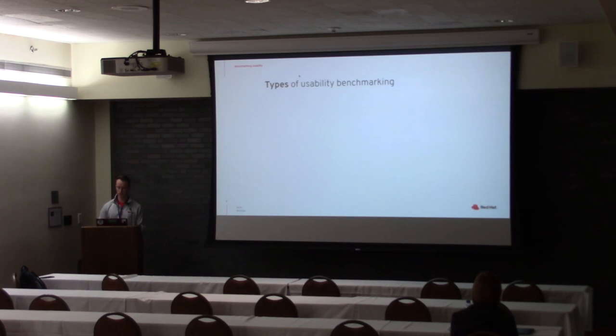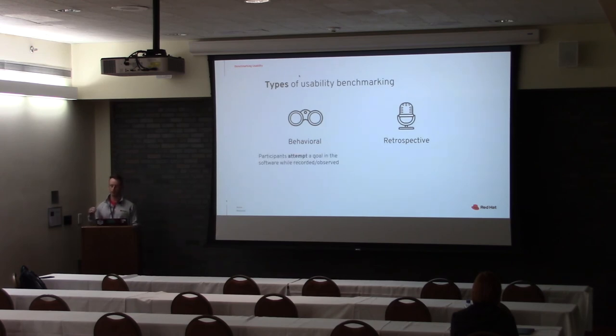So there are a few types of usability benchmarking. There's behavioral and there's retrospective, and these are two big buckets that we can categorize them into. With behavioral, we're actually watching participants attempt the goal in the software while they're being recorded, and we observe their behaviors or anything that happens while they're working with the software. So again, this is focused on behavior, and we're measuring the user actions as they move through the actual software.